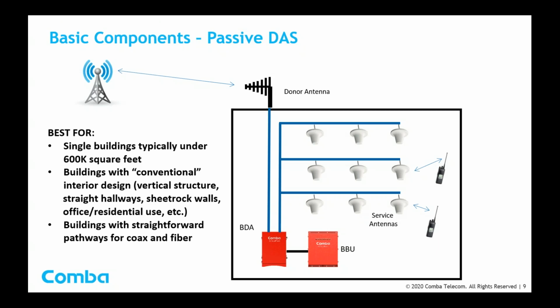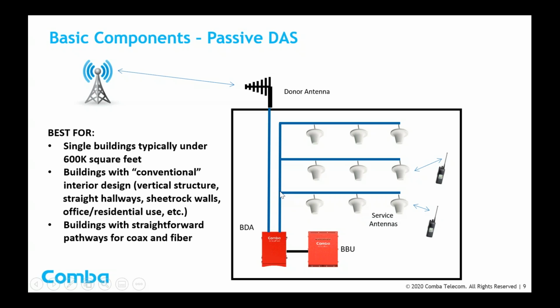So I thought it would be important to quickly go through some of the basic components of a DAS. We're going to start with what's called a passive DAS. A passive DAS consists of a bidirectional amplifier, as you can see here. It's connected to the donor antenna, so it talks back and forth to the tower. And of course, with all systems, generally require battery backup. So here we're showing a battery backup unit supporting that BDA. And then the BDA is connected to a passive network of service antennas, what we call the antennas inside the building.